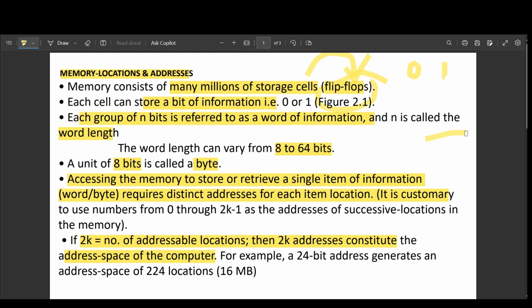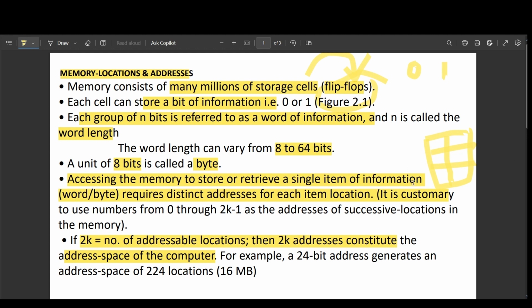For example, let's assume there is a plot. You're going to buy some plot. If there are 2^k plots available, that will constitute 2^k addresses. If there are 2^k locations, it means there are 2^k addresses. That constitutes the address space of the computer.